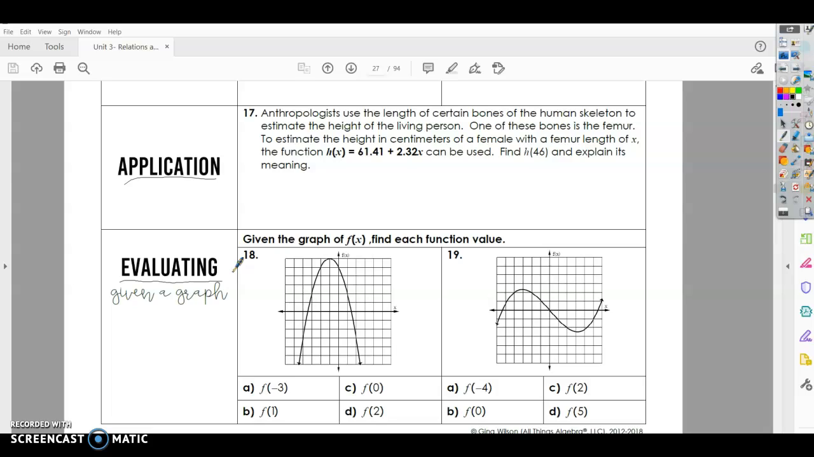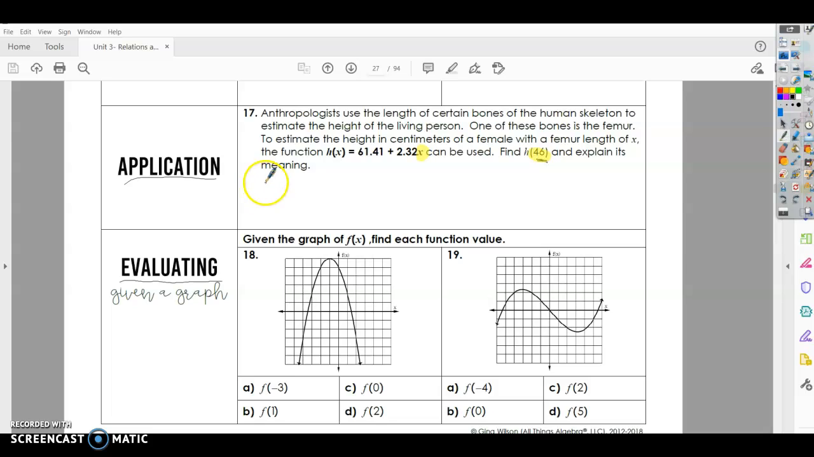To estimate the height in centimeters of a female with a femur length of x, the function h of x can be used. Find h of 46 and explain its meaning. All right, so h of x, again, we're using function notation. So this is just our x. So what we need to do is substitute. I need to substitute 46 in for x, because this equation is going to give us our h of x.